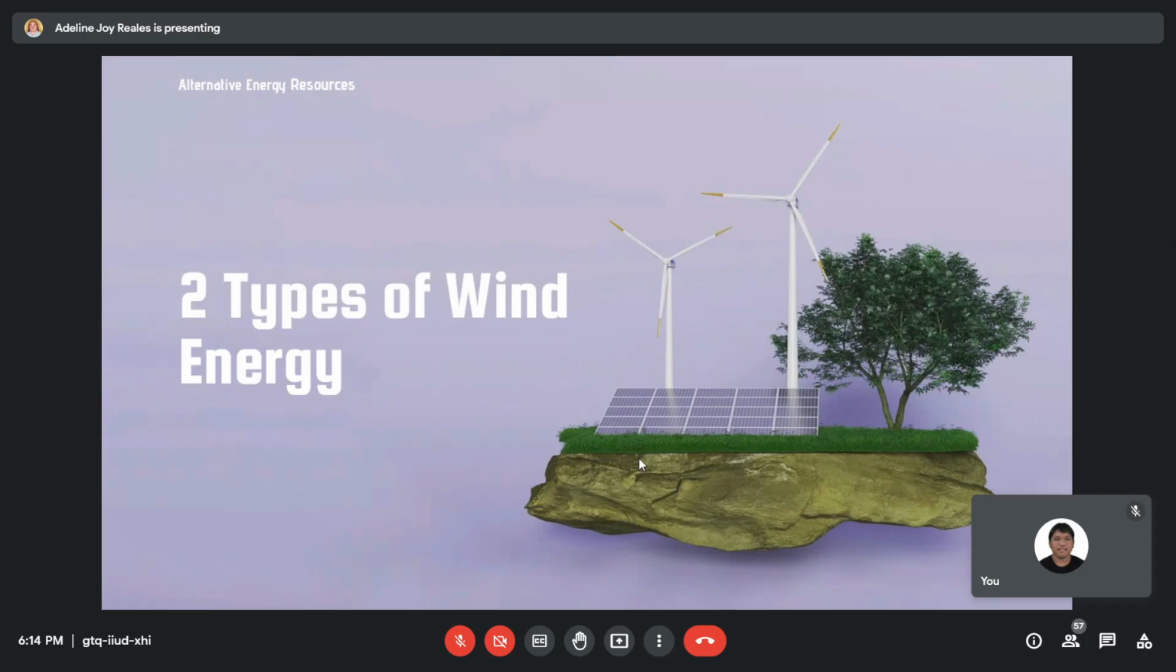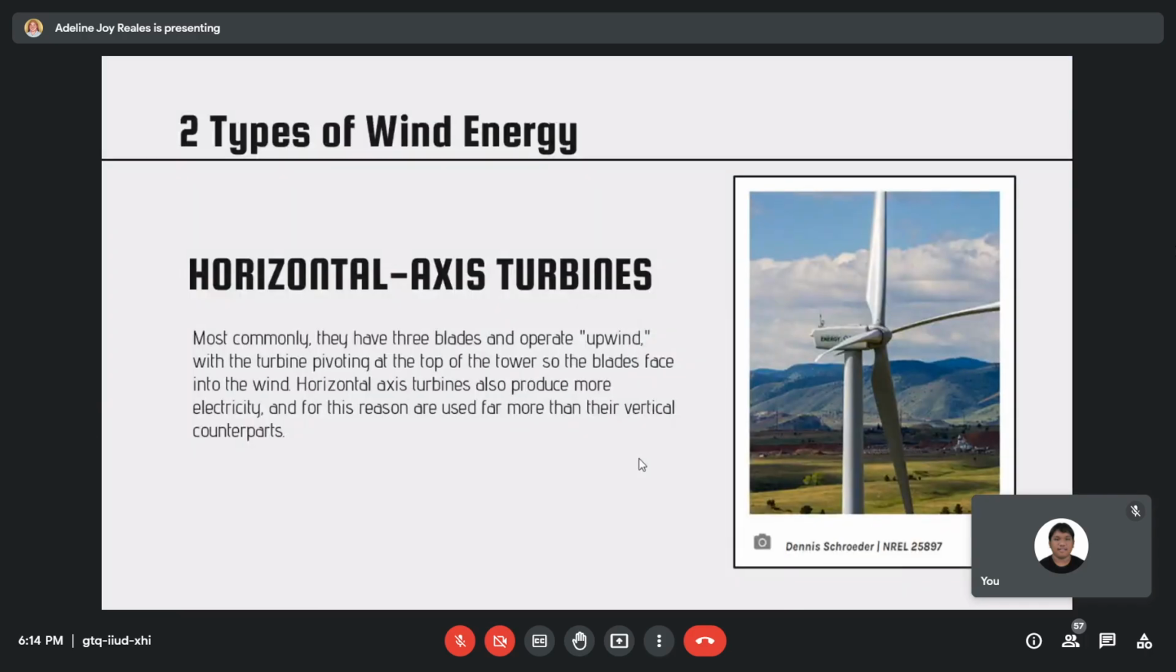We have the two types of wind energy. Next. First is the horizontal axis turbine. This is what many people picture when thinking of wind turbines. Most commonly, they have three blades and operate upwind, with the turbine pivoting at the top of the tower so the blades face into the wind. Horizontal axis turbines also produce more electricity and for this reason are used far more than their vertical counterparts.